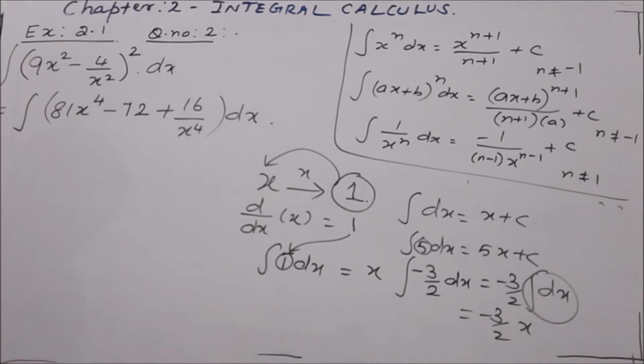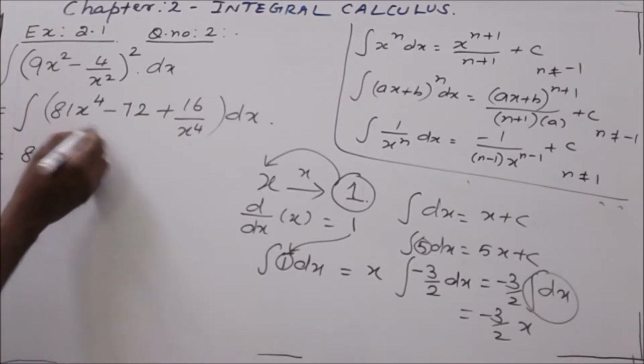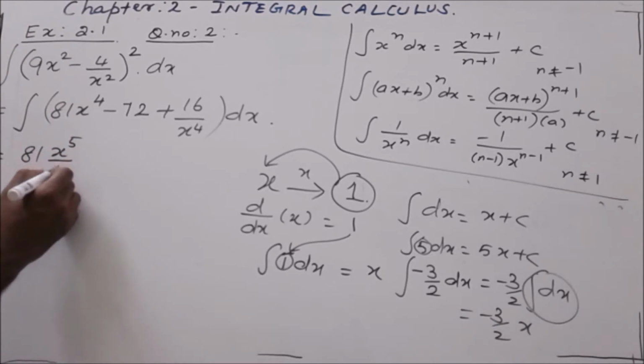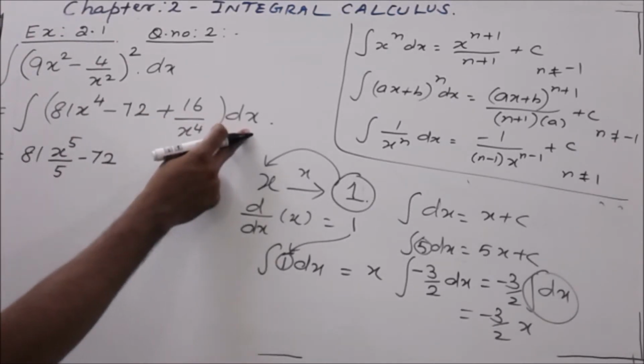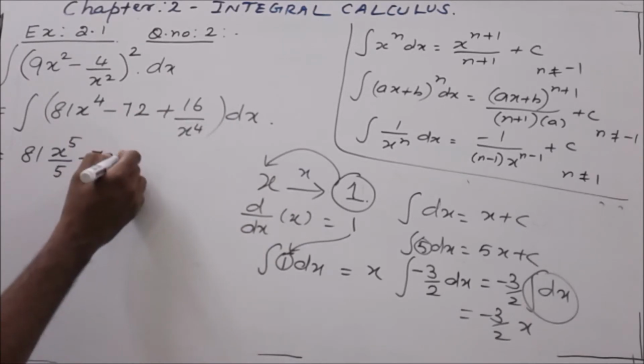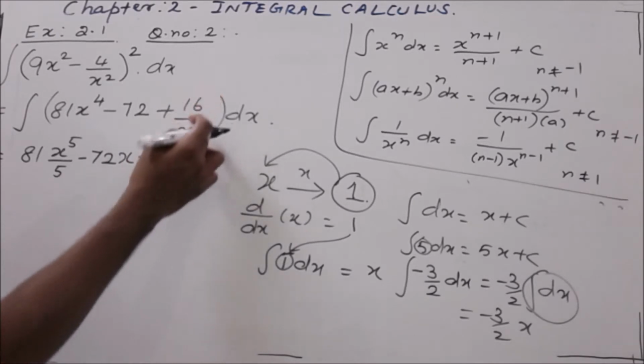Now we are integrating, which is equal to 81 constant, keep the same. Then x power 4, this is in the form of exponent, dx, that is x to the power n plus 1 by n plus 1, that is x power 5 by 5. Minus 72 is a constant. Here we have dx. So while integrating, it will be minus 72x. Then plus 16 into 1 by x power n.